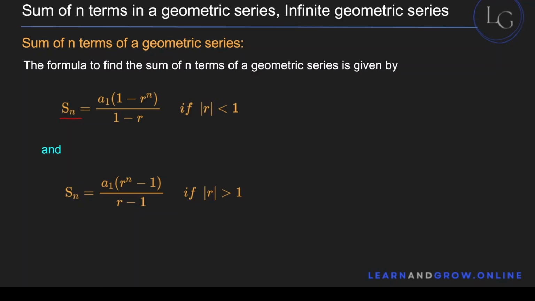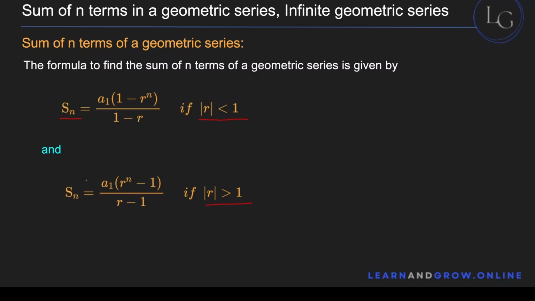So for example, if you want to find the sum of 3 terms, the value of n would be 3. And this is all divided by 1 minus the common ratio. This is for the case if the absolute value of the common ratio is less than 1. And if the absolute value of the common ratio is greater than 1, well, we'll have this formula.